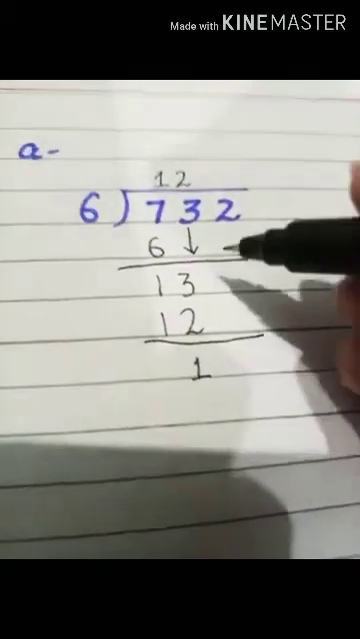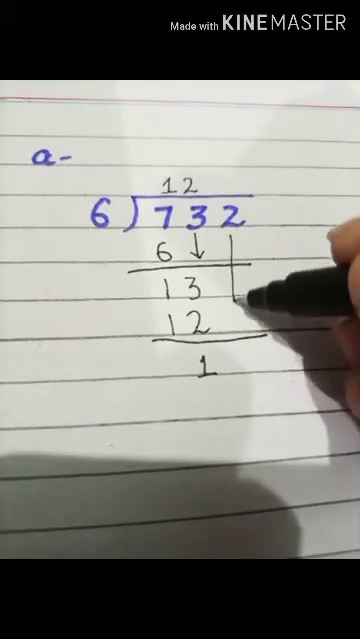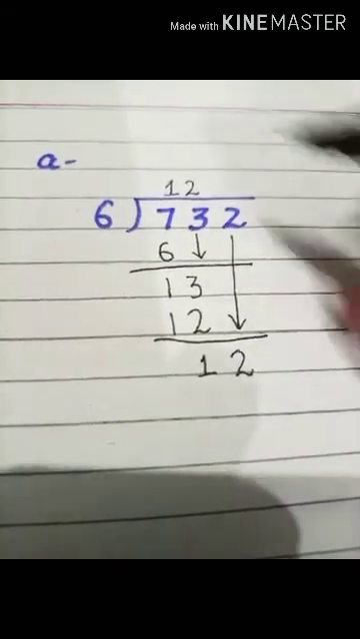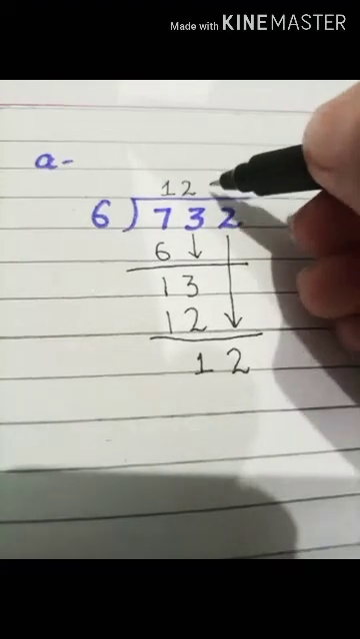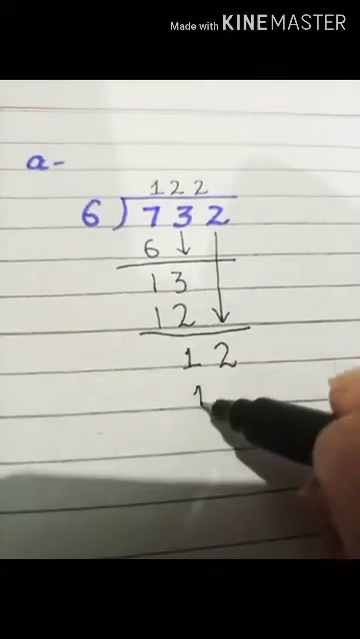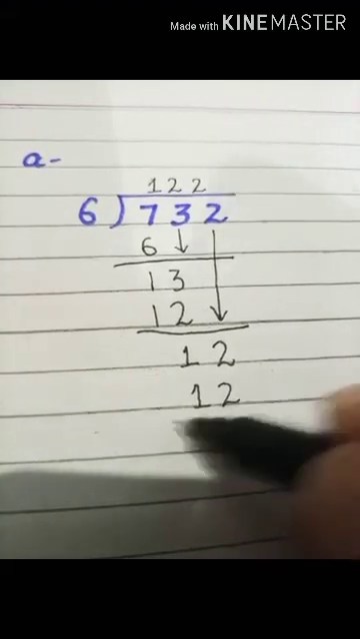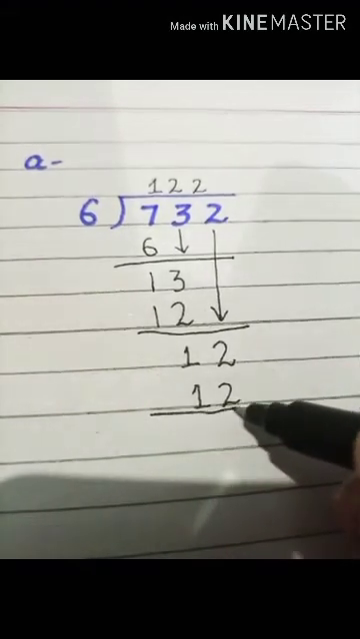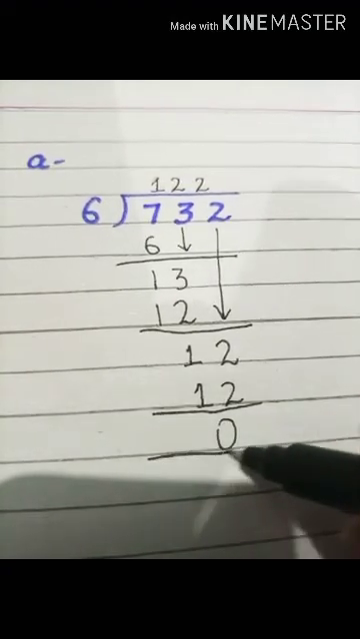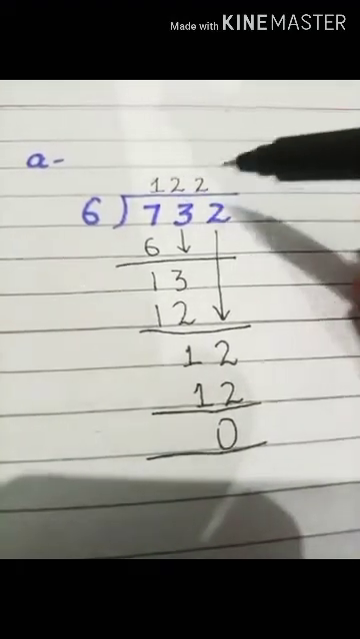This one is smaller than my divisor, so I will have to bring this 2 down here. And now this will be again the number 12. So students, read the table of 6 till the number 12. Yes, 6 ones are 6 and 6 twos are 12. Which means that we have completed our question with no remainder, because 12 minus 12 is 0. So students, our quotient is 122.